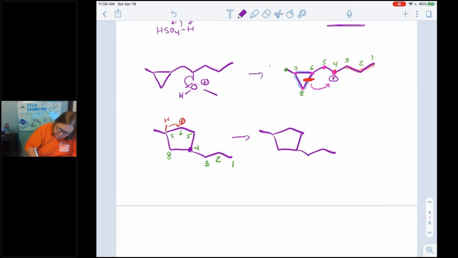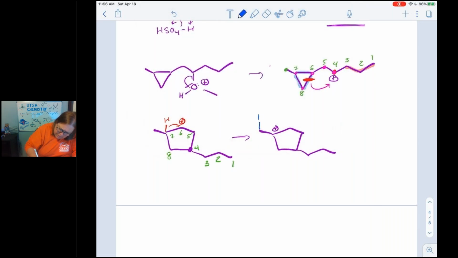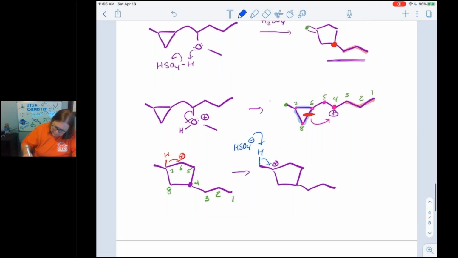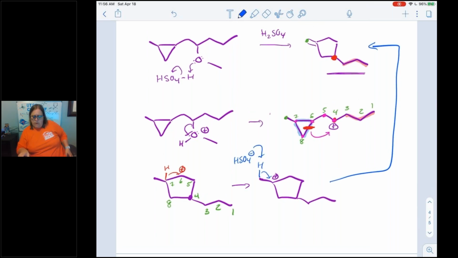Okay. Now I have my carbocation here. Now I can do beta hydrogen elimination. So bisulfate will come and remove. And that'll give me my final product. Okay. Questions about that?